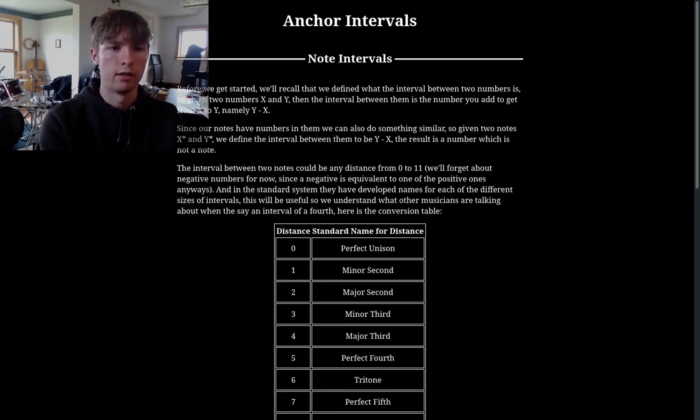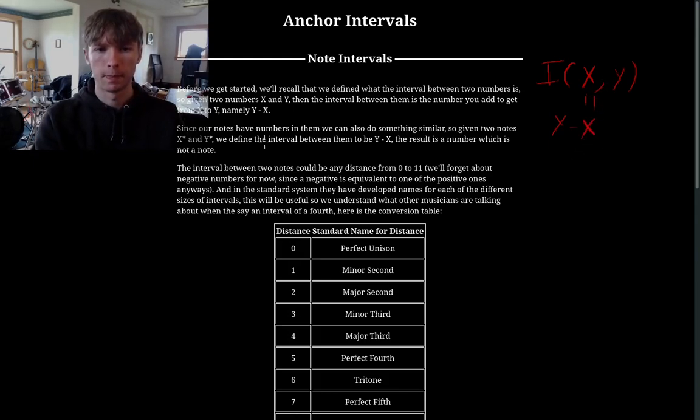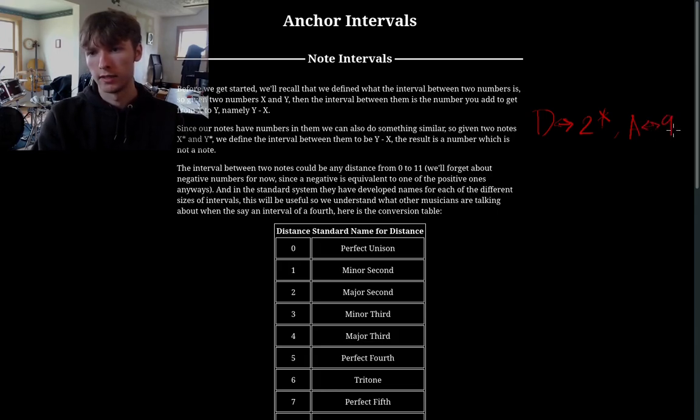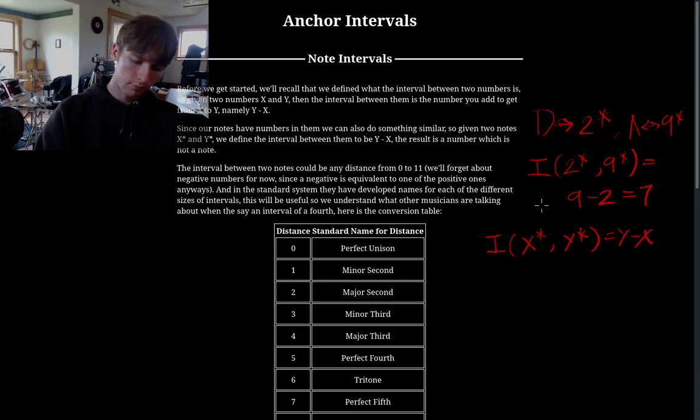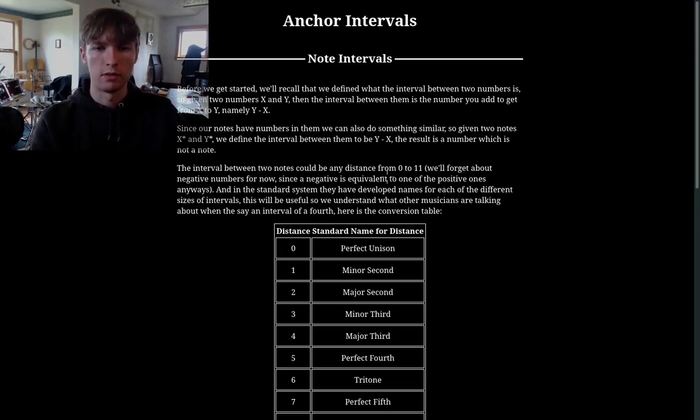So, just as a reminder, where we were at was that we had figured out that the interval between two numbers was equal to y minus x. Now, we want to bring that to notes. Those x and y were numbers, but if you remember, D, for example, we reference by 2 star, and A would be 9 star. So the interval between 2 star and 9 star, which are notes, is going to be the same thing, 9 minus 2, which is 7. So pretty much what we've just defined is that between any two notes, I use the star, the interval is equal to y minus x. So we've just extended that idea of an interval between two numbers to between two notes.